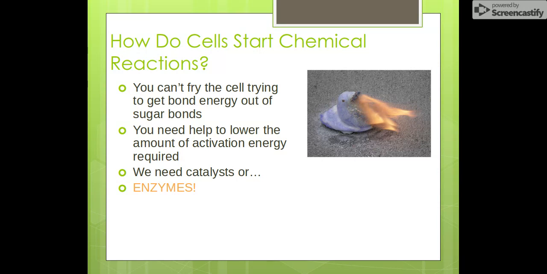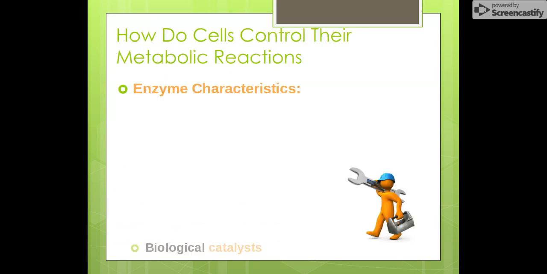You cannot fry your cells by getting bond energy out of sugar bonds. Okay. There's a limit to how much energy is being created or released, at least. However, it takes a lot of energy to break these bonds. So we use a special class of proteins known as enzymes that are biological catalysts. Lowers that activation energy, so we don't have to utilize quite as much energy to make the reaction happen.